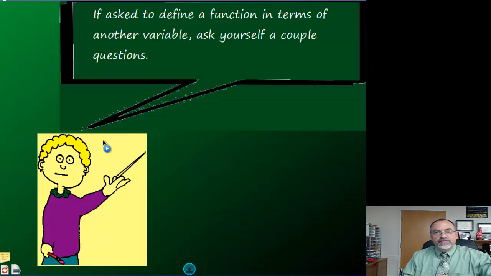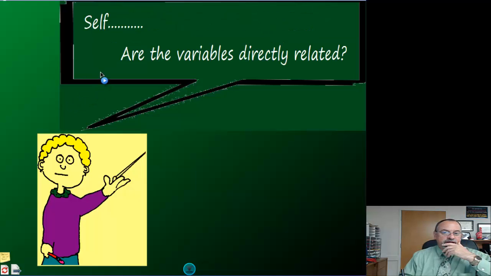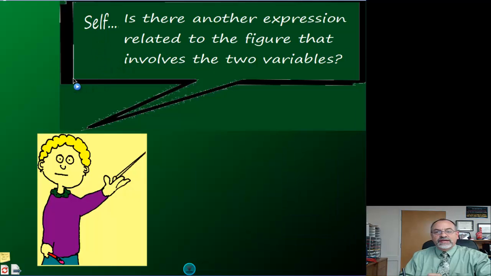Now, if you're asked to define a function in terms of another variable, you need to ask yourself a couple of questions. First of all, are the variables directly related? In other words, if we're talking about area and radius, is there a direct relationship between the area and the radius? Well, yes, because we can find the area if we know the radius. However, sometimes they're not directly related. So you have to ask yourself, if they're not directly related, then is there another expression related to the figure you're talking about that involves the two variables you're looking at?